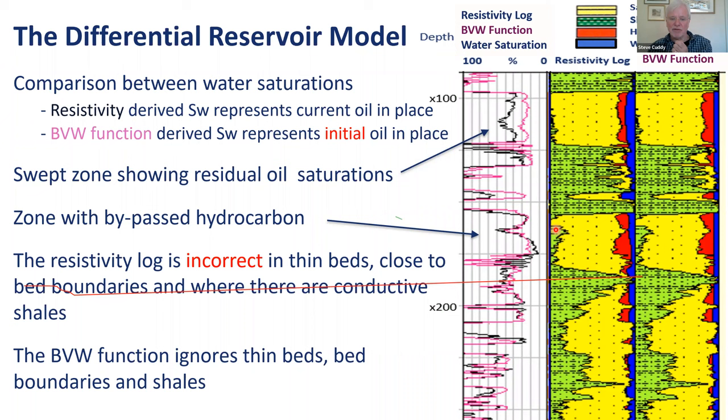Now, also you must be careful, the resistivity log is incorrect in thin beds and close to bed boundaries where we have conductive shales, like here. The BVW function ignores thin beds, bed boundaries and shales.